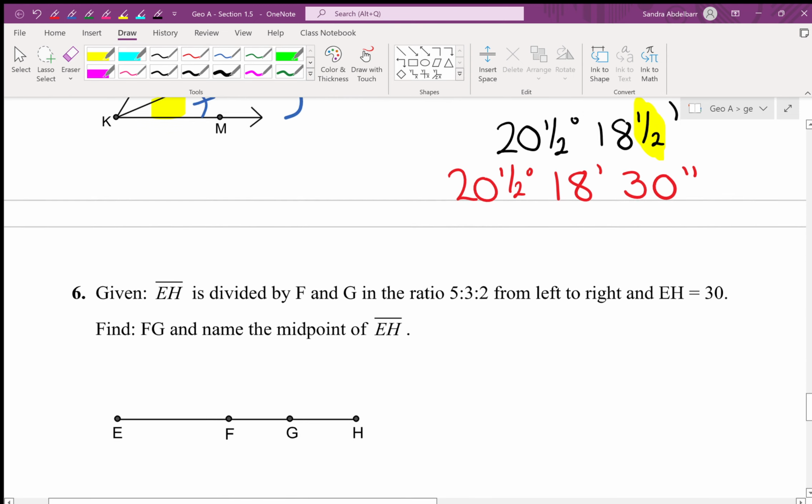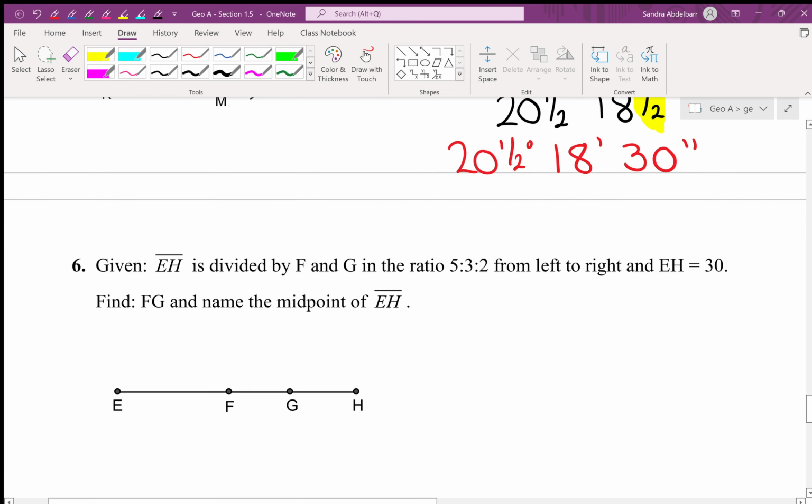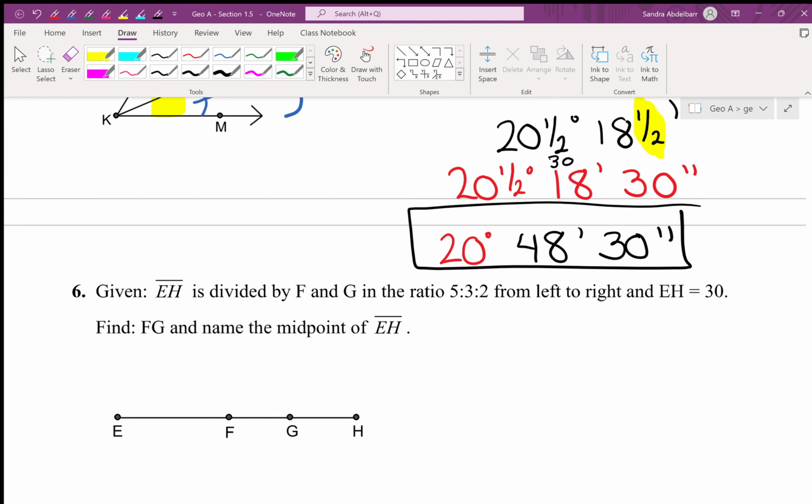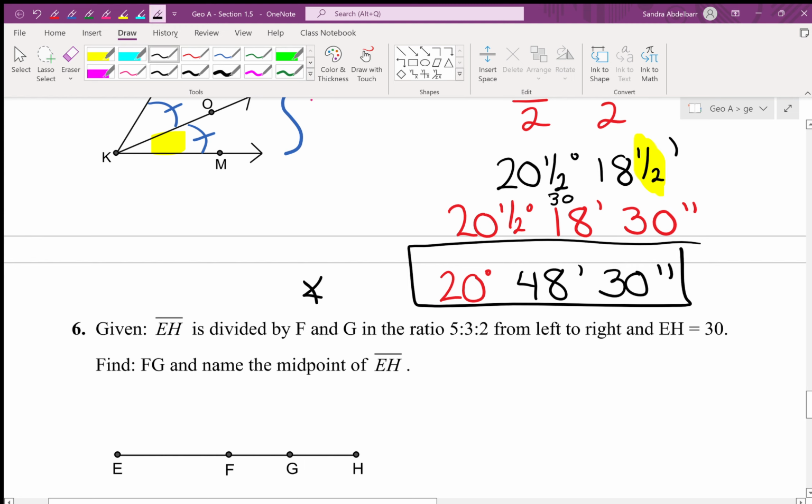I have the half a degree. Well, we know 1 full degree is 60 minutes. So how many minutes is half a degree? 30. So what am I going to do? This is going to be 20 degrees. And what am I going to do? Good. Add the 30 there. So that's 48 minutes and 30 seconds. And that is, what angle do we want to find? Angle OKM equals that.